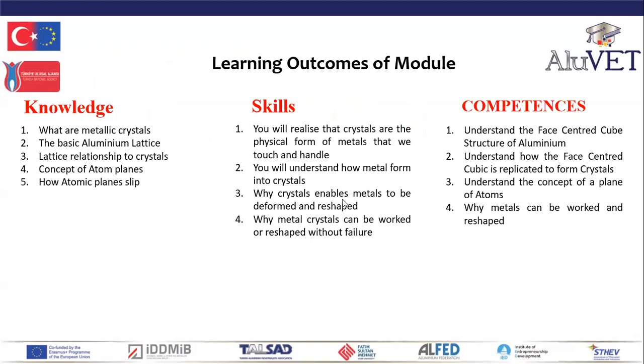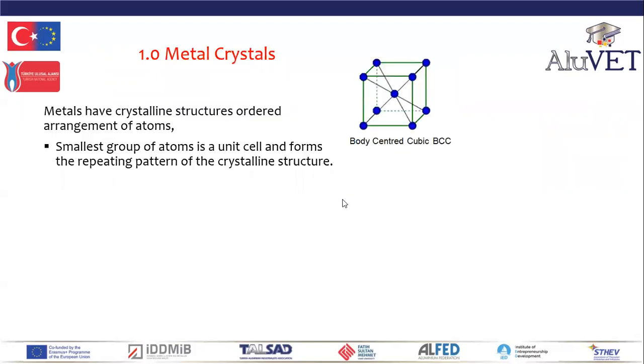In this module, we shall learn what metallic crystals are and how they are constructed. We shall learn that crystals are the physical form of metals that we touch and handle. We shall learn why crystals enable metals to be deformed and reshaped, plastically worked. Why metal crystals can be worked or reshaped without failure. So let's start looking at metal crystals.